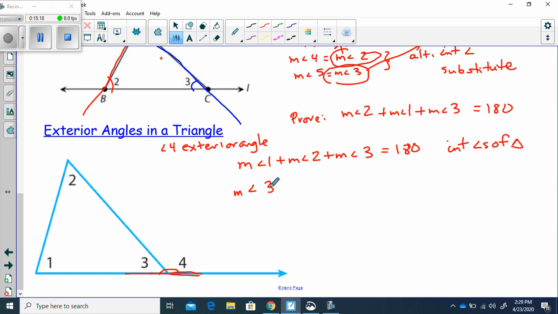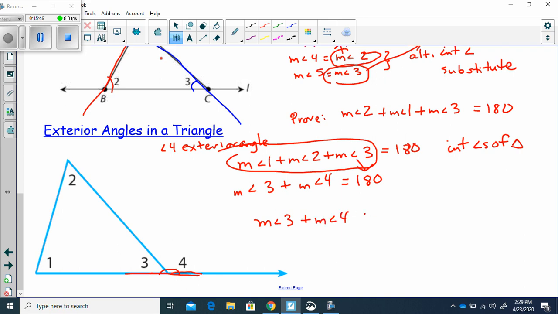Then the measure of angle 3 plus the measure of angle 4 equals 180. Both of those equal 180, don't they? Well, if they both equal 180, can't I substitute this whole thing here, since it equals 180, in place of that 180? Then the measure of angle 3 plus the measure of angle 4 would be equal to the measure of angle 1 plus the measure of angle 2 plus the measure of angle 3.